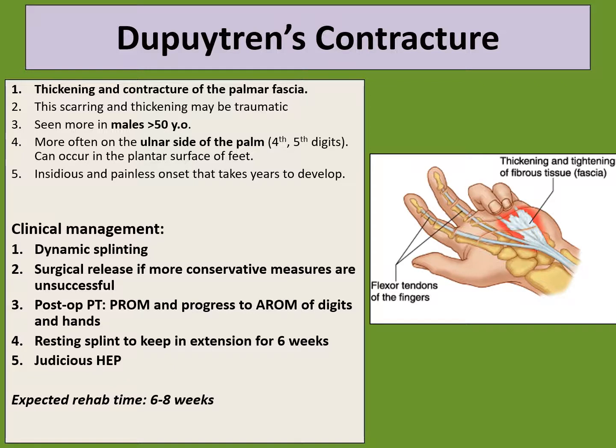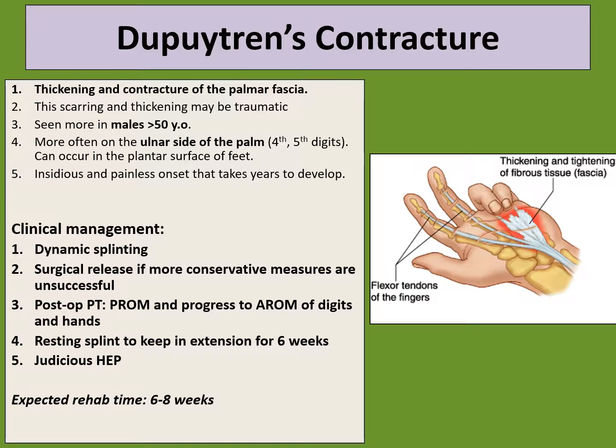It's often seen more in men over the age of 50. It can also be a result of just scarring. Maybe there was a traumatic cut or injury within the hand, and then as the scarring occurs, patients can also develop this contracture. So what is the clinical management?